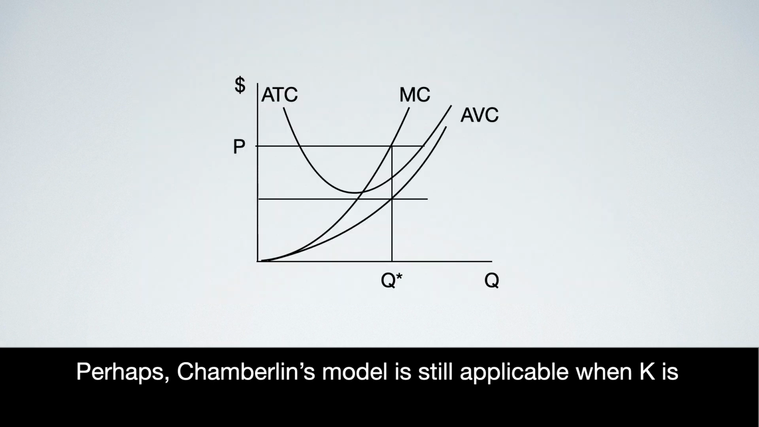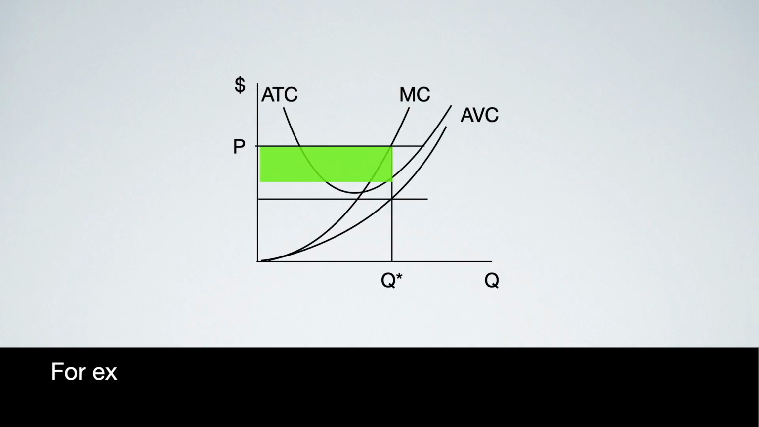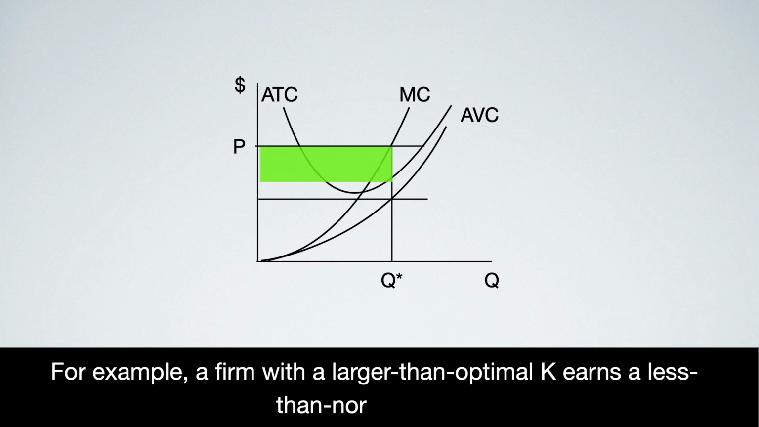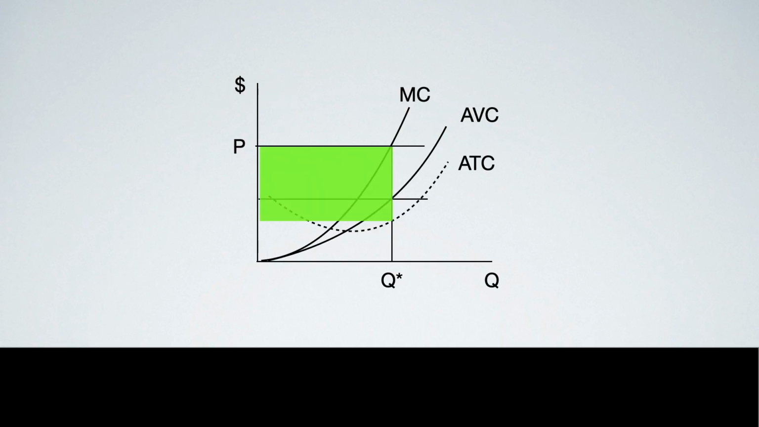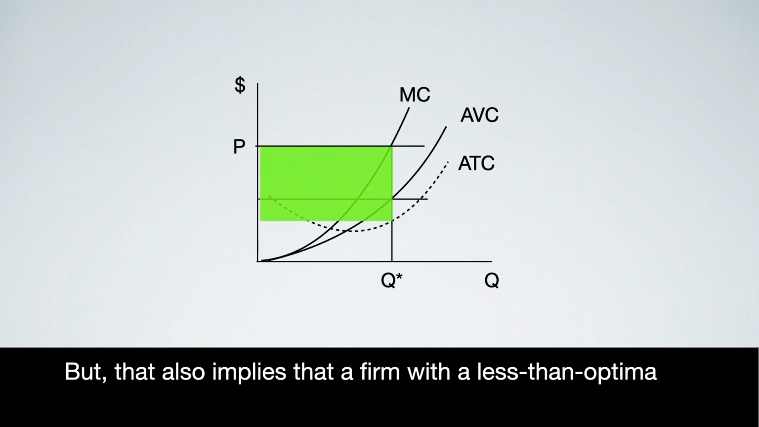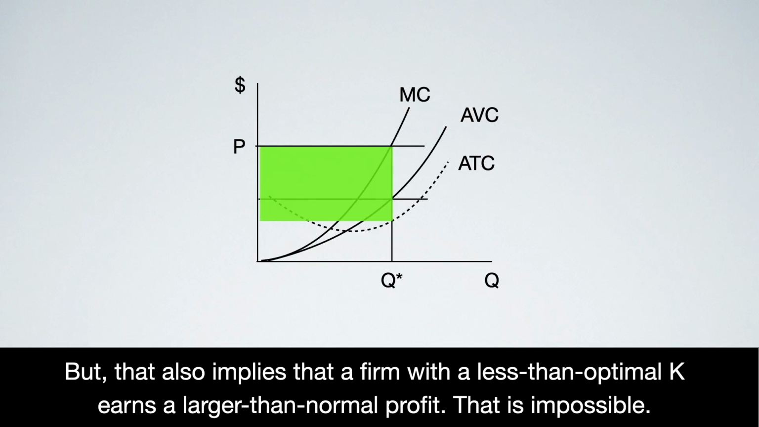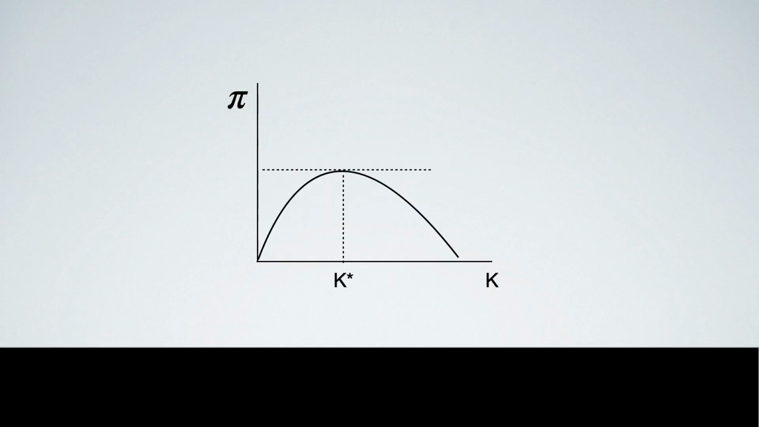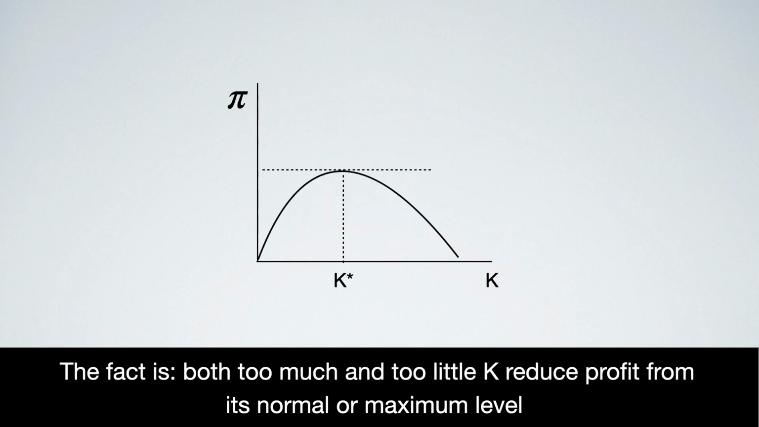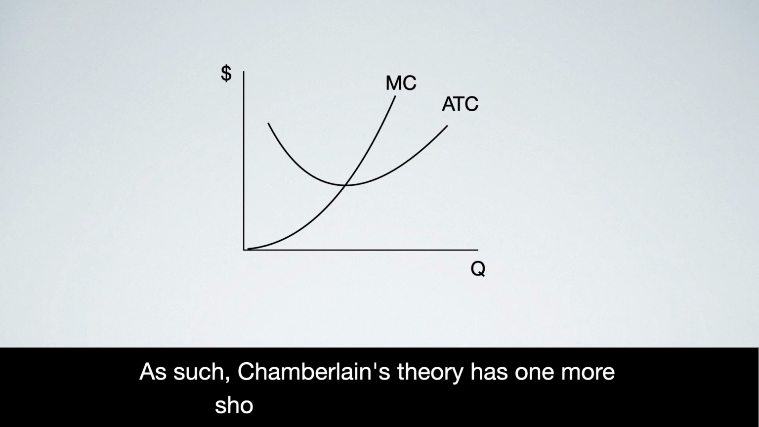Perhaps, Chamberlin's model is still applicable when K is temporarily fixed. For example, a firm with a larger than optimal K earns a less than normal profit. But, that also implies that a firm with a less than optimal K earns a larger than normal profit. That is impossible. The fact is, both too much and too little K reduce profit from its normal or maximum level. As such, Chamberlin's theory has one more shortcoming, being one-sided.